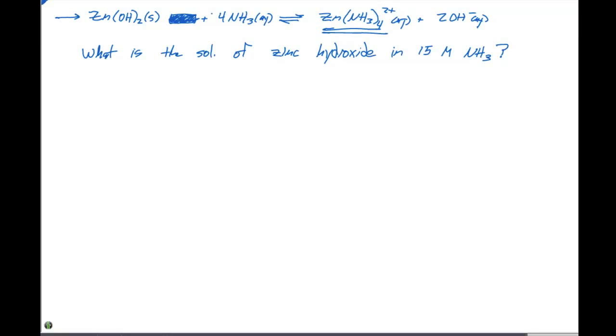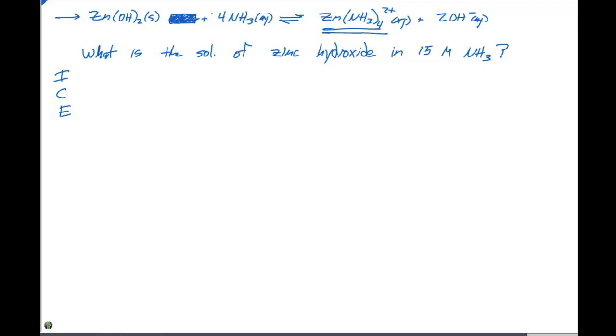The first thing that happens is the zinc hydroxide forms an equilibrium with zinc 2+ ions and OH- ions. The zinc 2+ ions are then going to interact with the ammonia to form this complex ion. So how can we look at the various steps of this, and how can we set up a problem to solve? Again, we're going to use an ice table.